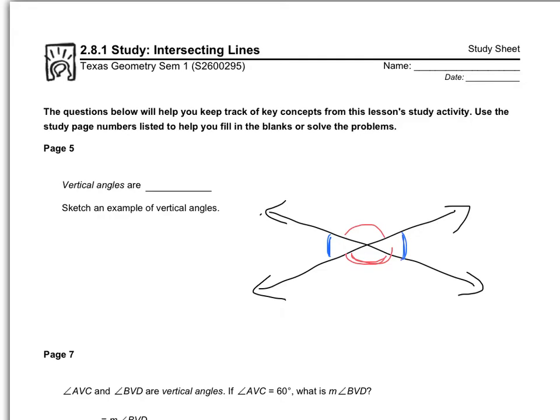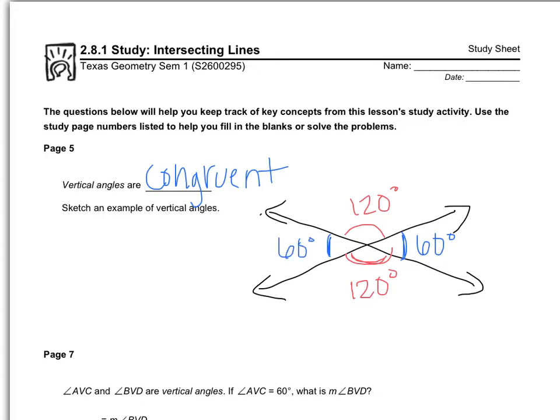It's important to know that all vertical angles are congruent. So that means if the angle on the top is 120 degrees, then the one on the bottom is 120 degrees as well. And then the one on the side would be 60 on one side. The other one would also have to be 60 because, again, vertical angles are congruent.